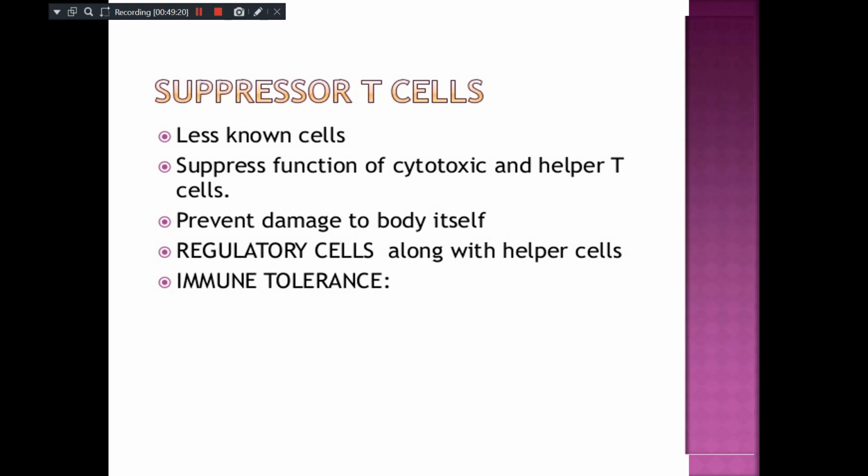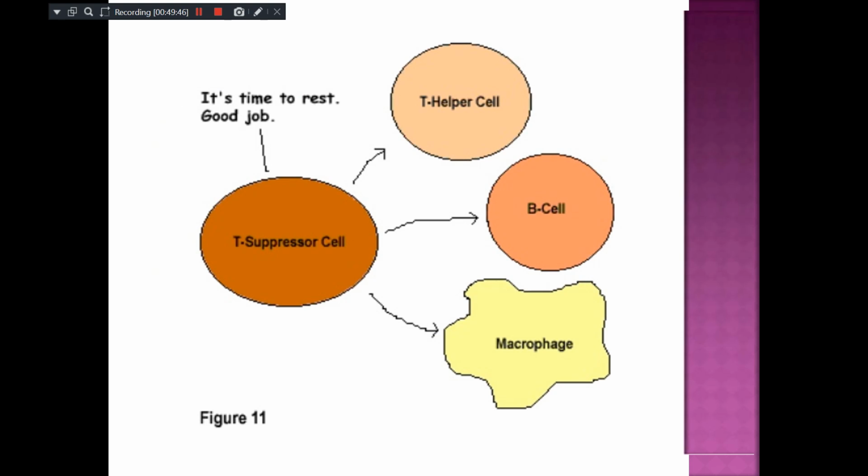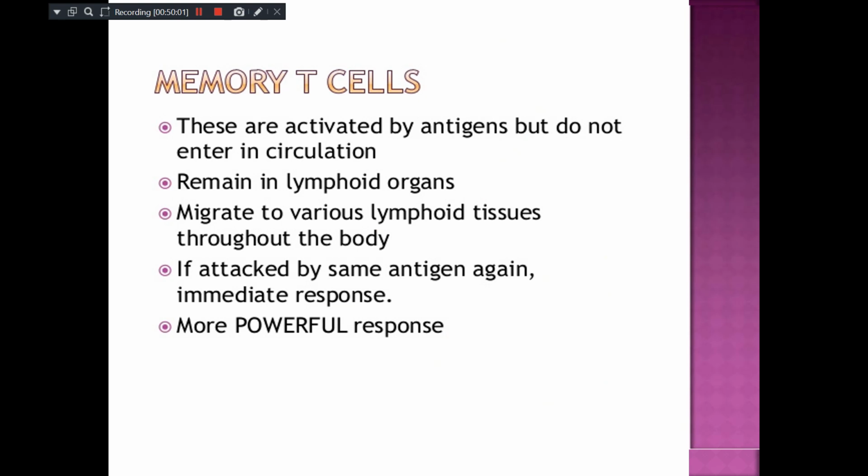And usually regulatory cells along with the helper cell regulate. Thus, they enhance immune tolerance, because a body cannot go on targeting any foreign protein which enters the body. Usually the cytotoxic cells and helper T cells do that, but it is the role of suppressor T cells to keep them under control. The suppressor T cells instruct the helper T cells, B cells, and macrophages to take rest, not to be overactive. That is the role of these suppressor T cells.